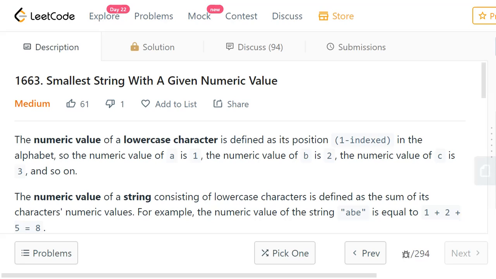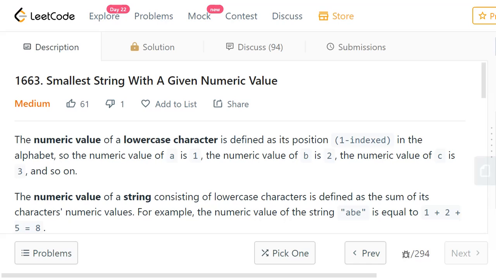Today I am going to discuss the problem smallest string with a given numeric value. In fact, this is the problem from today's weekly challenge. As you can see, this is a medium level question. So let's get ahead to the problem description.